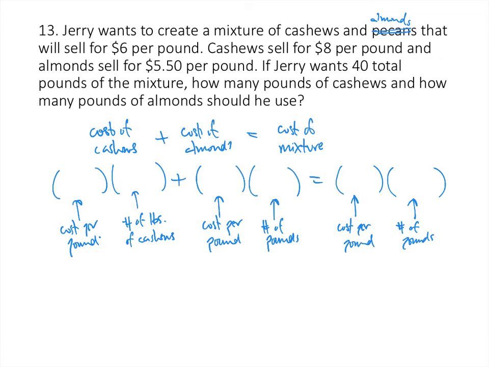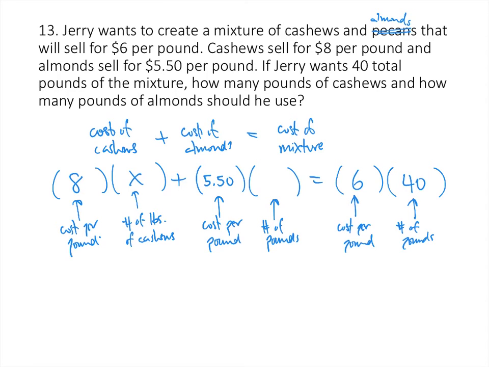Now, a lot of this information we can fill in just by reading the problem. Cashews sell for $8 per pound, so 8 goes there. Almonds sell for $5.50 a pound, so 5.50 goes there. The cost per pound of the mixture is supposed to be $6 per pound. We want the mixture to cost 6, and we also know that we want 40 pounds of the total mixture, so 40 is going to go there. Now what we don't know yet is the number of pounds of cashews and the number of pounds of almonds.